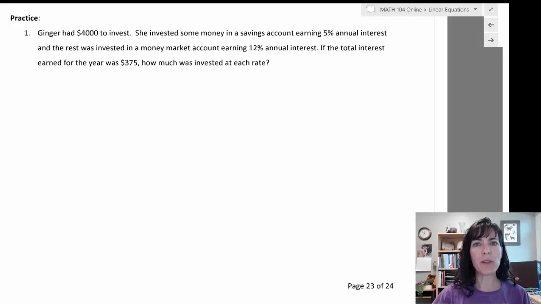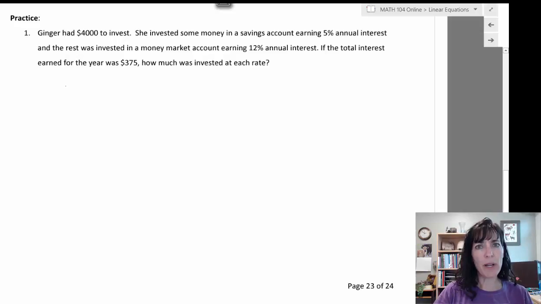Ginger had $4,000 to invest. She invested some money in a savings account earning 5% annual interest, and the rest was invested in a money market account earning 12% annual interest. If the total interest earned for the year was $375, how much was invested at each rate?